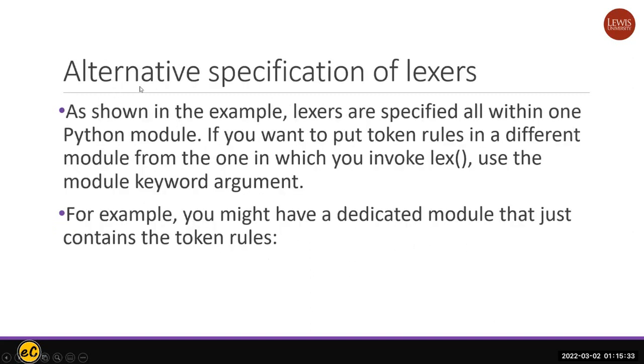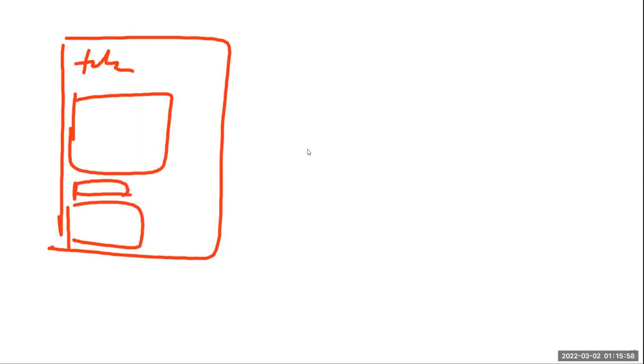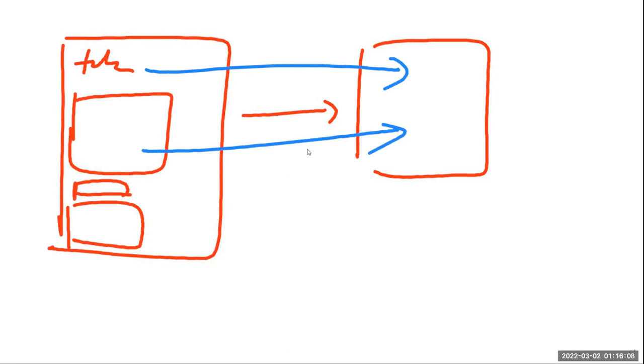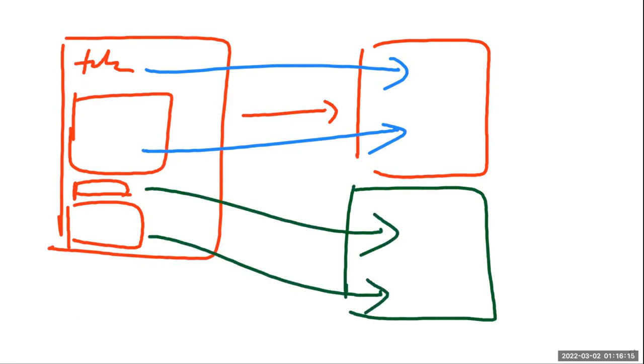Now, an alternative specification of the lexer. As shown in the example, the lexer is specified all within one Python module. So far, we have been using only this one mode: you have a file, with your tokens over here, the regular expression rules over here, and then you build a lexer, a parser, and a REPL. Now you can split that up: put your token table and the regular expression rules in one module, and then build the lexer, parser, and REPL in a separate module. That is a different way to use it.